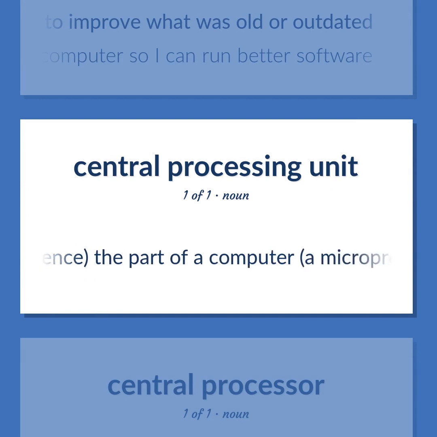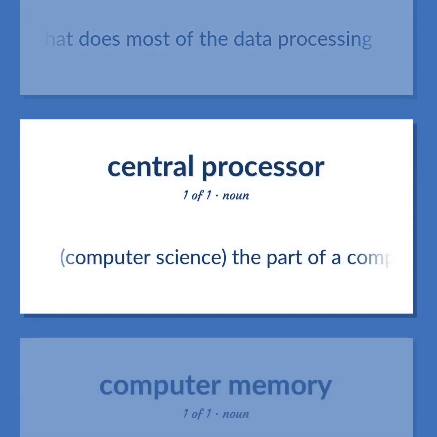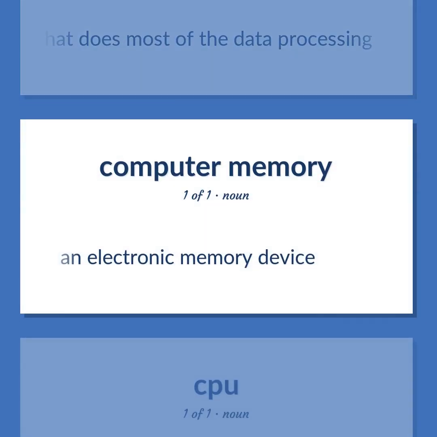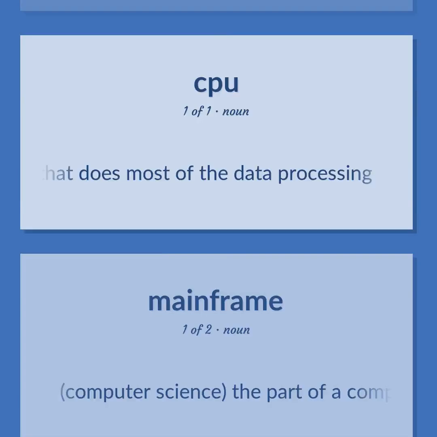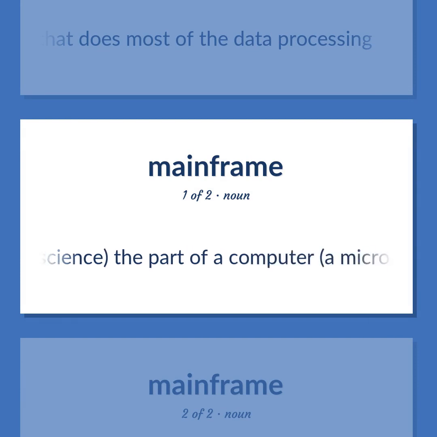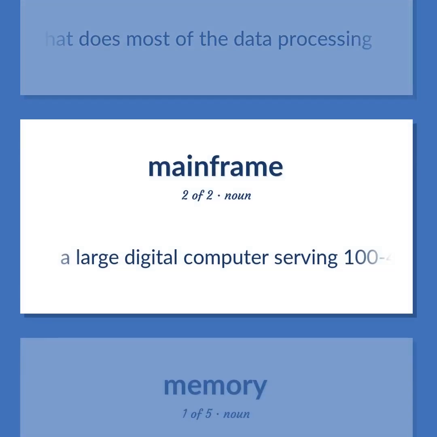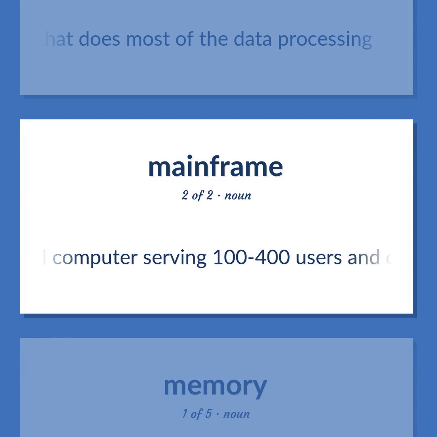Computer science, the part of a computer, a microprocessor chip, that does most of the data processing. An electronic memory device. A large digital computer serving 100 to 400 users and occupying a special air-conditioned room.